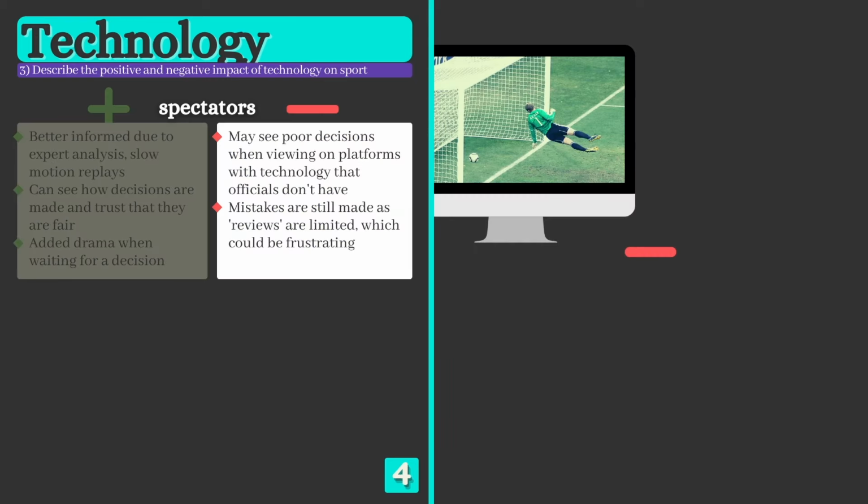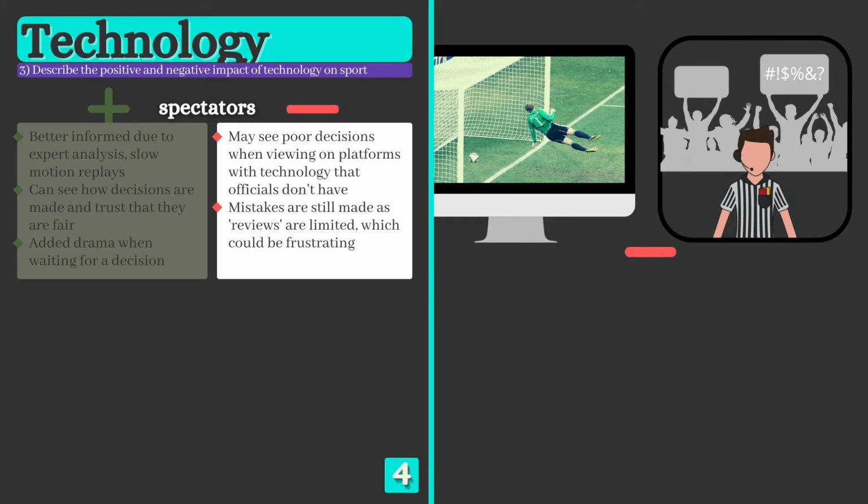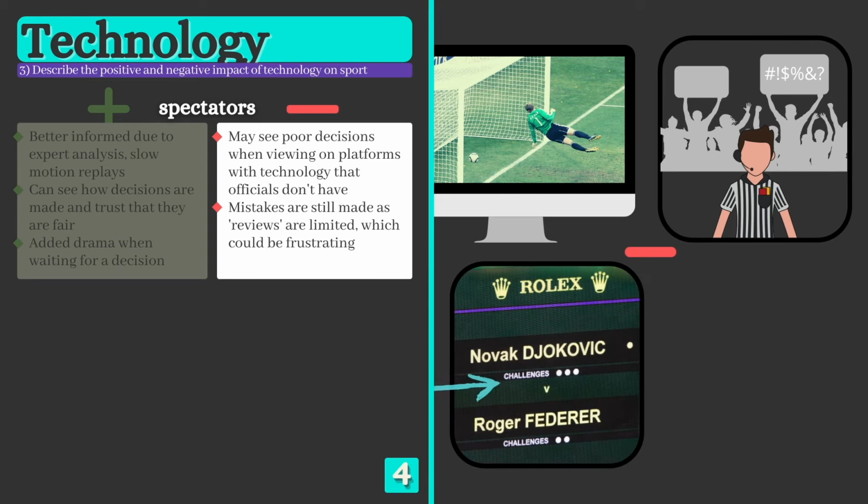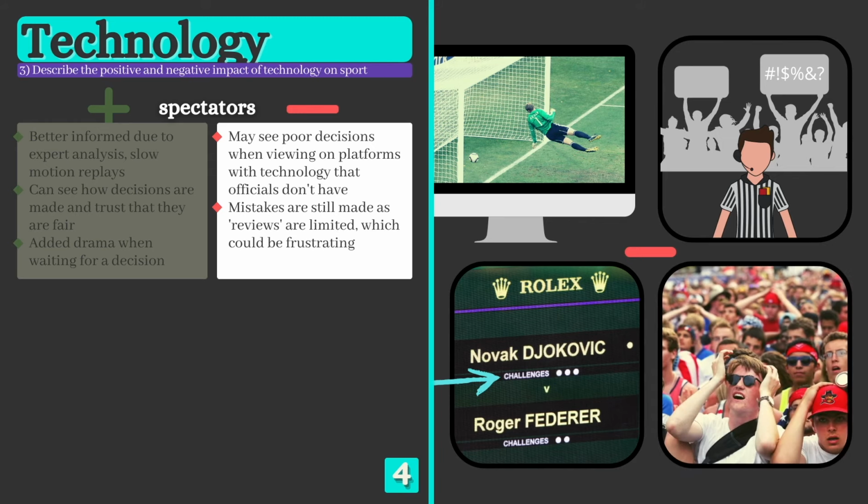On the other hand, spectators may see errors or poor decisions if viewing on platforms with technology that the officials don't have, causing problems for the sport and the officials themselves. In addition, to keep play fast, only a few reviews are allowed, meaning mistakes may still be made if a player has no reviews left, which could be frustrating for the audience.